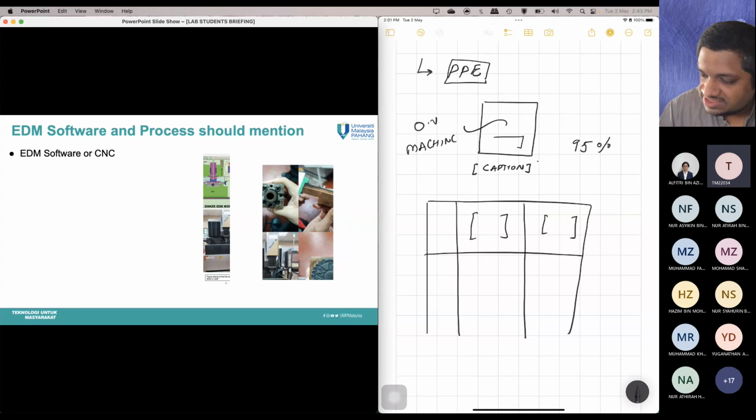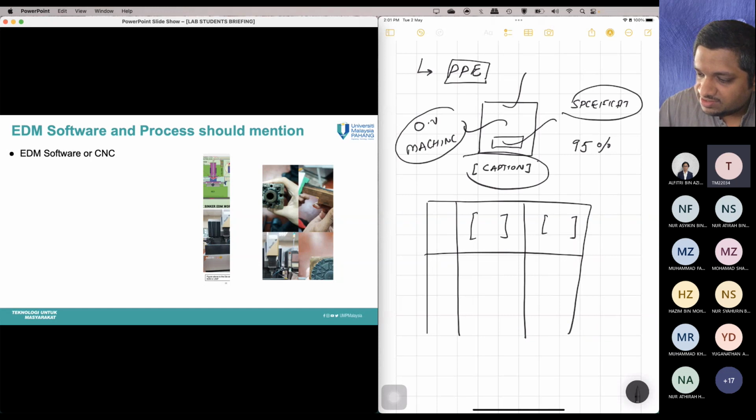Take the picture of the specs of the machine, the specifications. The specifications are sometimes put here. This is the name of the machine, or there is a specification plate attached to the machine. So take a picture of the specification plate also and mention the specification, overall machine, the caption, the make, the model. So this machine is AQ55L. Mention all of this important information.